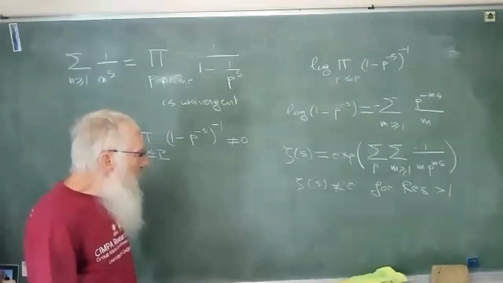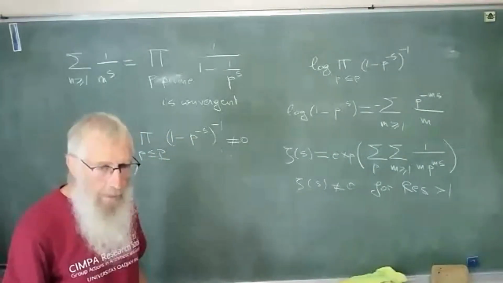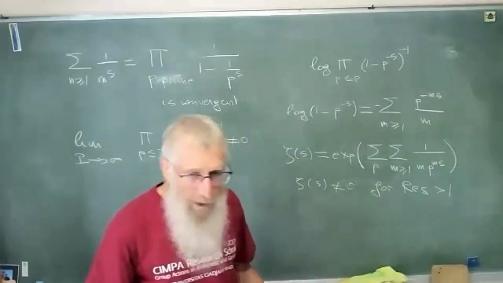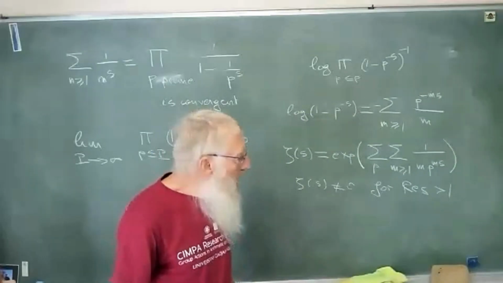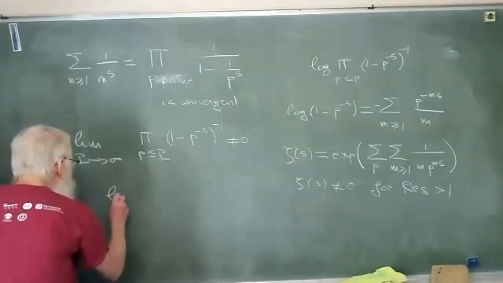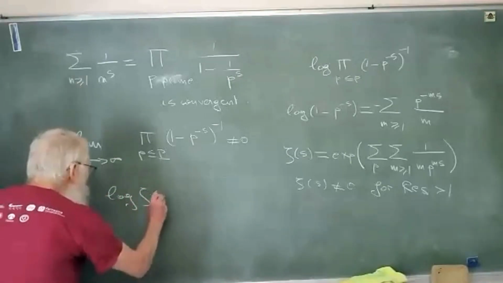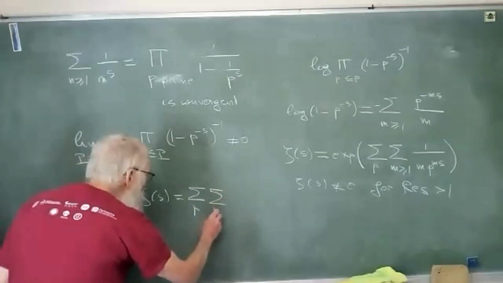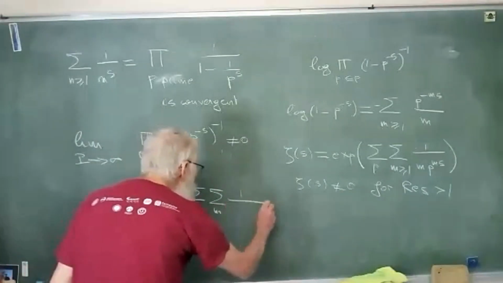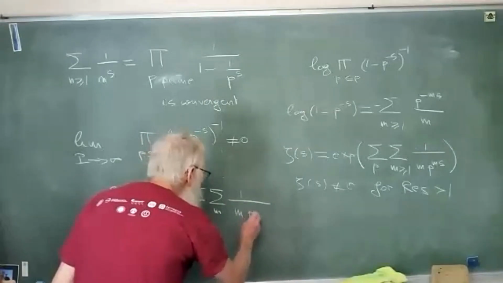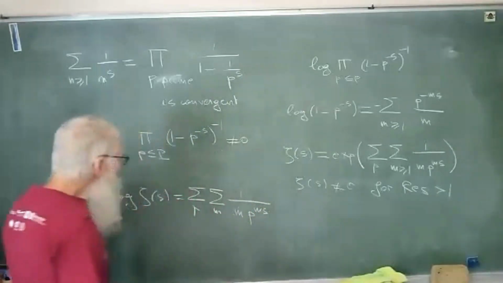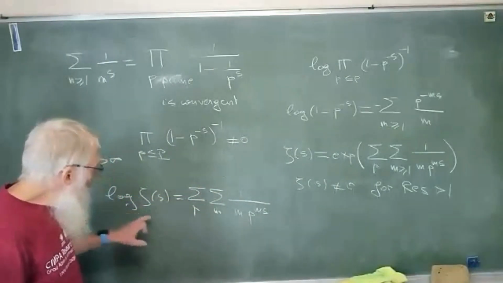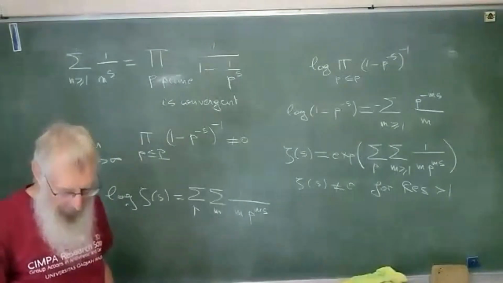We have written zeta of s as the exponential of a number. This means that this number, the double sum here, is a logarithm of zeta of s. So we can write log of zeta of s is equal to the sum over p, sum over m, of 1 over m p to the ms. This means that this function has a value which is a logarithm of zeta of s.